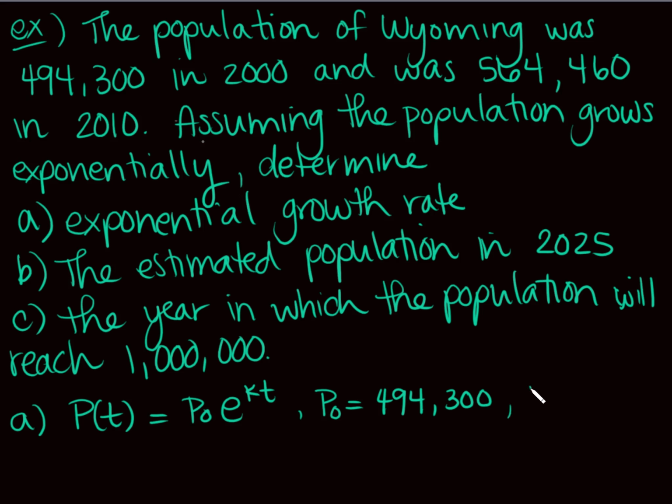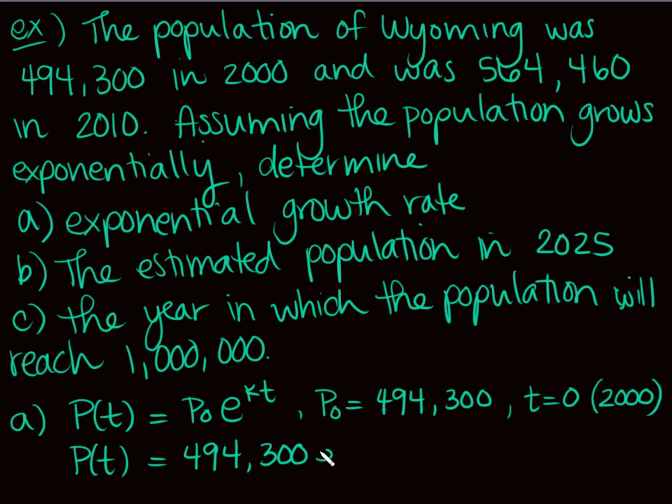So t equals 0 is going to correspond to the year 2000. If t is 1, I'll be in 2001. So t is defined to be the number of years after 2000. How am I going to find k? Here I know that P of t, my population function, is going to be 494,300 e to the kt. What I need to figure out is what that k is.